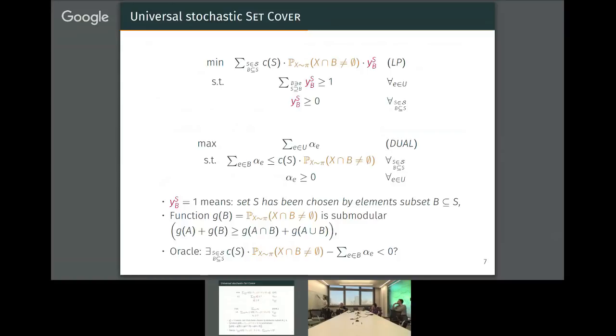Expand the sum over all subsets. Take the probability of this subset being drawn, and here this is 1 if this is non-empty, and 0 if it's empty. And this function, as a function of B, is submodular. It's basically the membership, whether it hits or not. And we take a combination of that. Okay, makes sense.